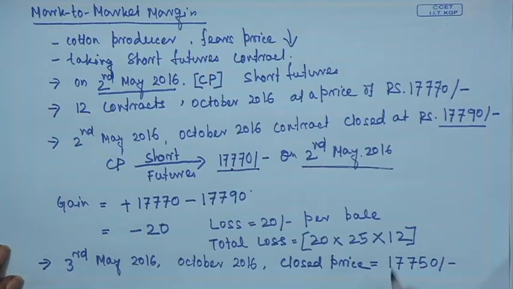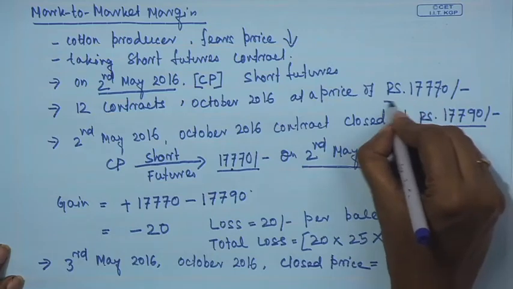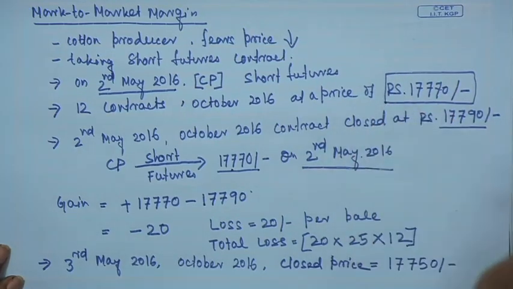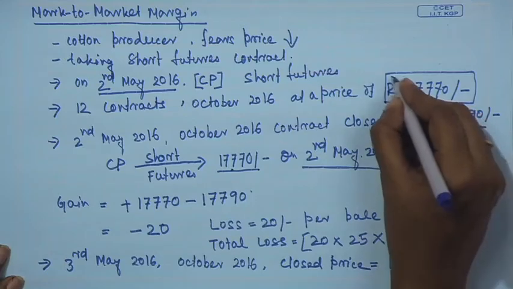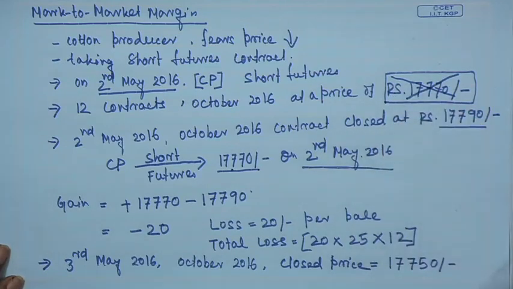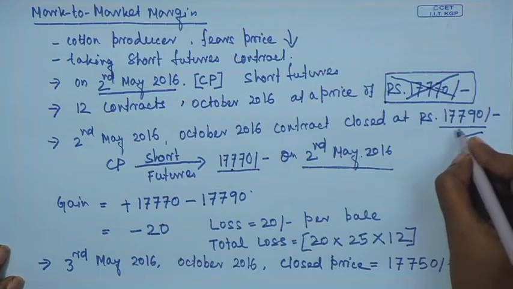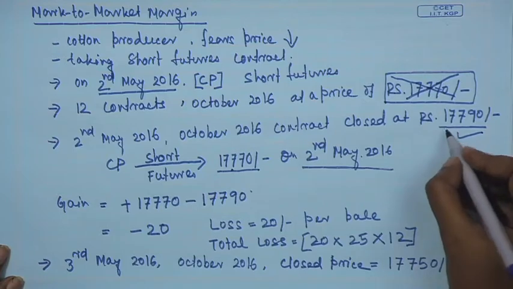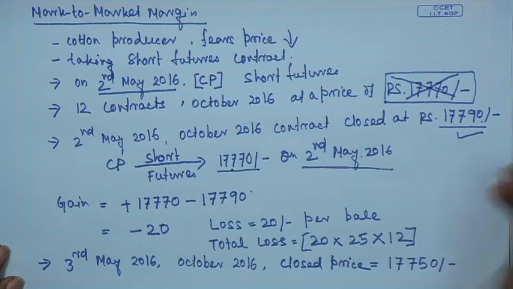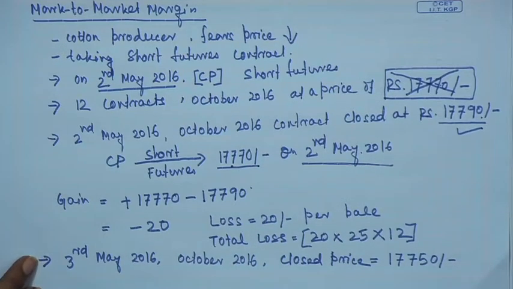Now, the mark to market margin will also be calculated on 3rd May. However, this initial price is no more relevant for the mark to market margin calculation for the 3rd May. So, this is no more relevant. What is relevant is this price, the price prevailing at the end of the day, the closing price on 2nd May, that is 17,790.